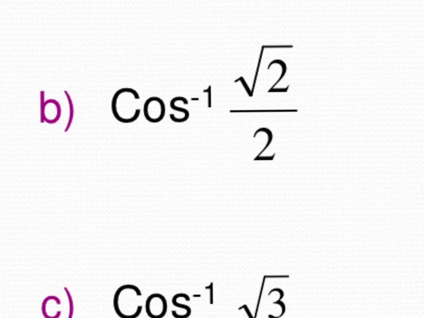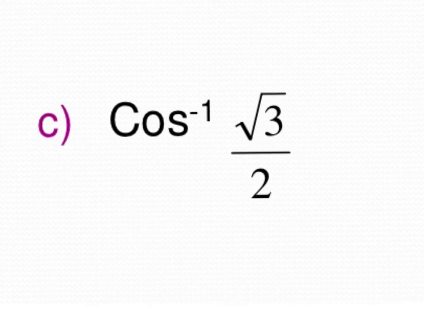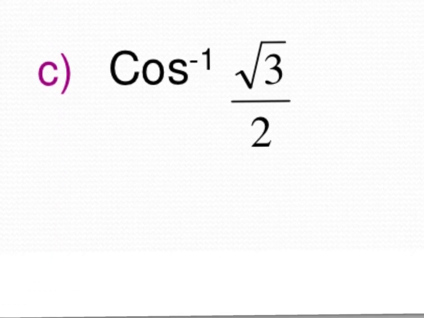Arc cosine at root 2 over 2. So what angle does cosine equal root 2 over 2? That's what we're asking here. Pi over 4. And next one, arc cosine at root 3 over 2. What is the solution here? Good. Pi over 6.